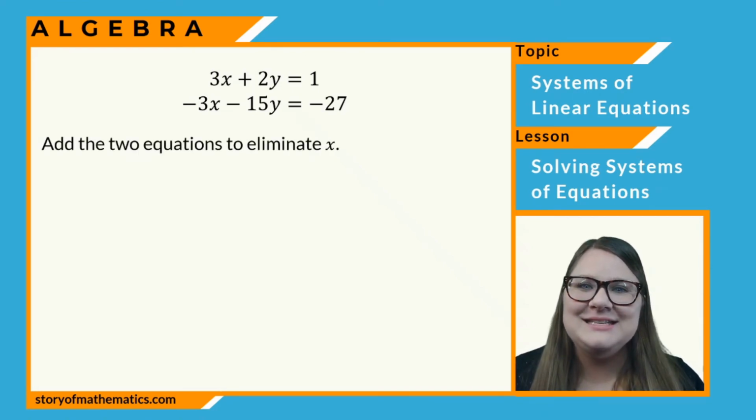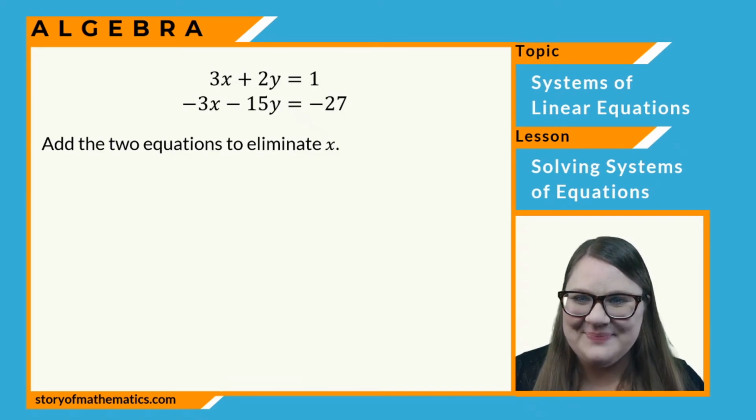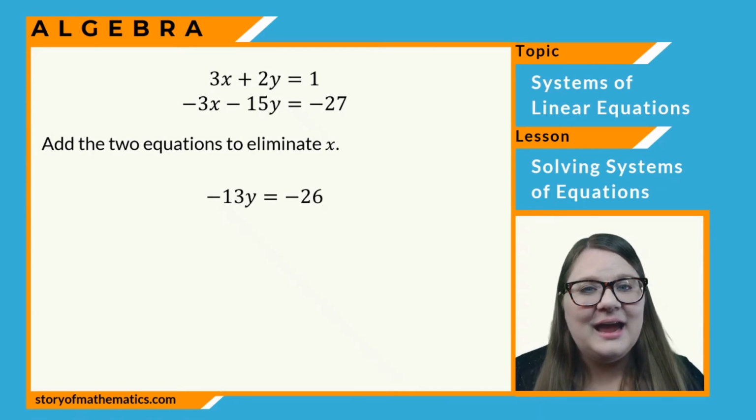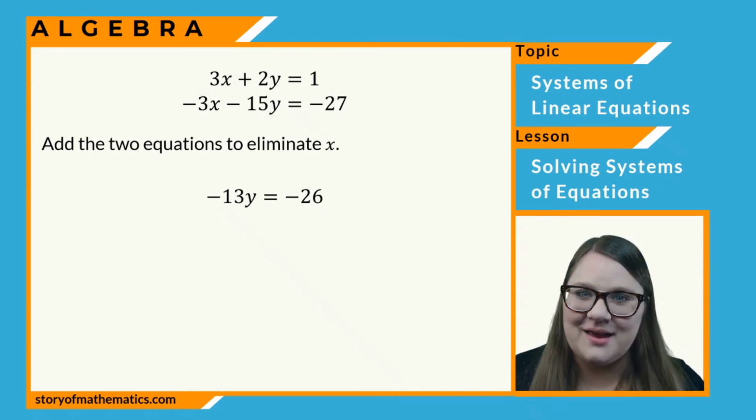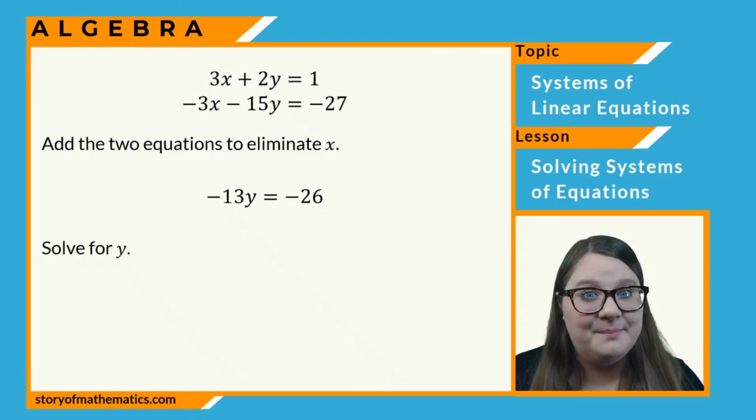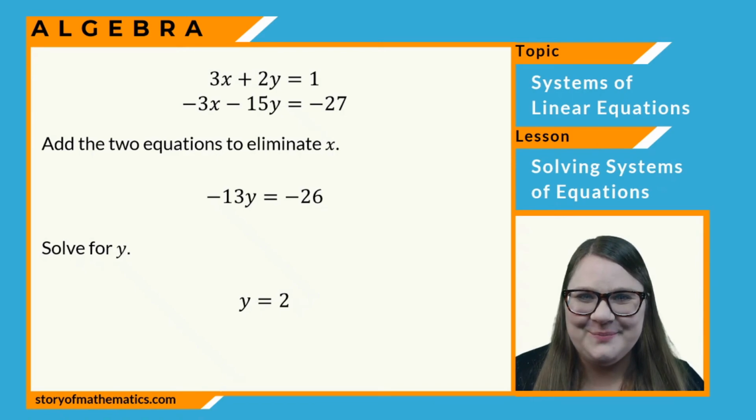I can add them together. 3x and -3x cancel when I do that. 2y minus 15y is -13y, and 1 plus -27 is -26. Now to solve for y, I just need to divide both sides by -13. That gives me y = 2.